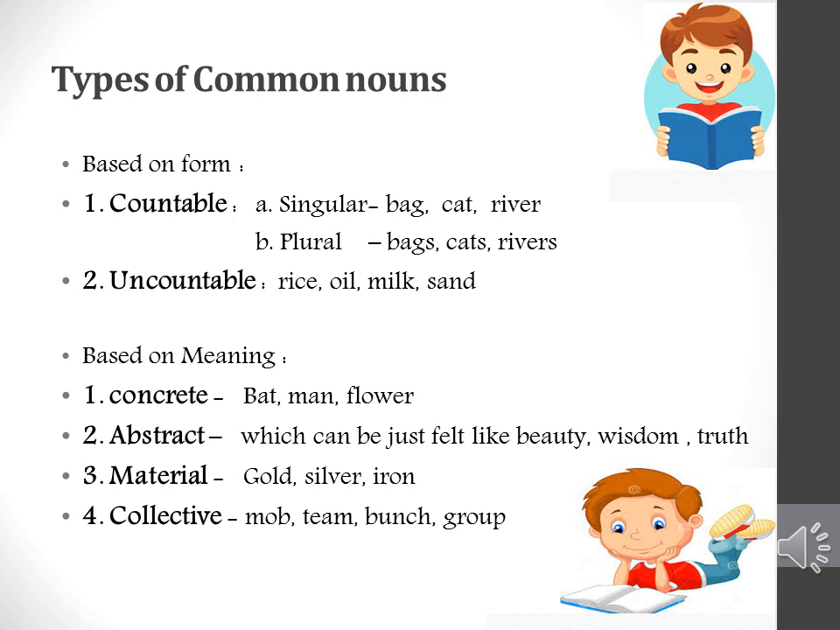And based on the meaning, there are 4 types of common nouns: concrete, abstract, material, collective. Concrete nouns have size and shape. For example, bat, man, flower. And abstract nouns are the ones which can be just felt, like the words beauty, wisdom, truth, knowledge, intelligence. And material nouns are the materials like gold, silver, wood, iron. And the collective nouns are the group or collection like mob, team, bunch, etc.